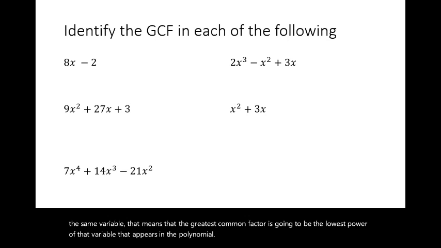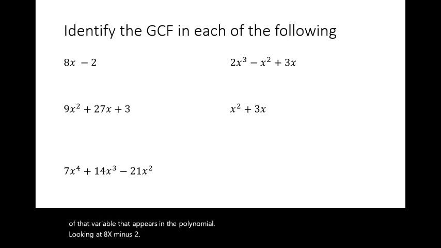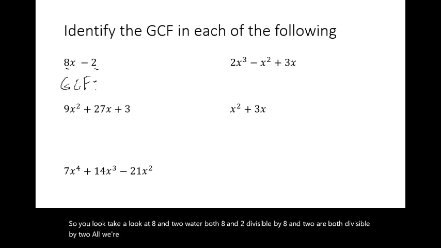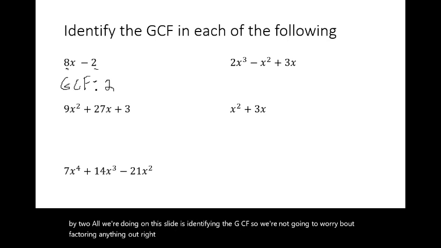So, looking at 8x minus 2. Take a look at 8 and 2. What are both 8 and 2 divisible by? Well, 8 and 2 are both divisible by 2. All we're doing on this slide is identifying the GCF, so we're not going to worry about factoring anything out right now. We're just working on identifying the GCF.